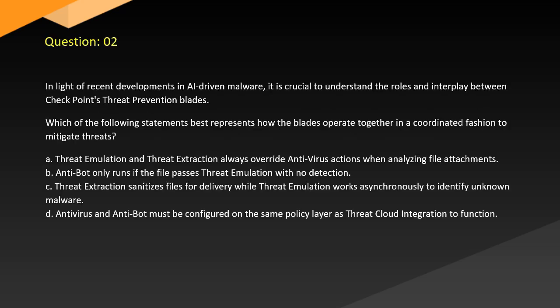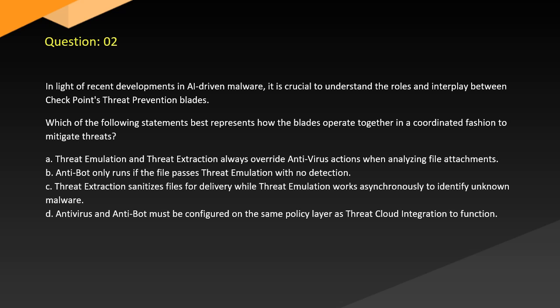Question 2. In light of recent developments in AI-driven malware, it is crucial to understand the roles and interplay between Checkpoint's threat prevention blades. Which of the following statements best represents how the blades operate together in a coordinated fashion to mitigate threats? A. Threat emulation and threat extraction always override antivirus actions when analyzing file attachments.